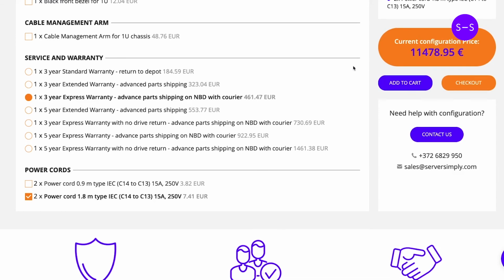You can always check your configuration price here. If you are logged in as a customer, you can always see your discounted price that is valid and checked every day against the price lists of the manufacturers. So you can always rely on this up-to-date pricing and add it just to cart.